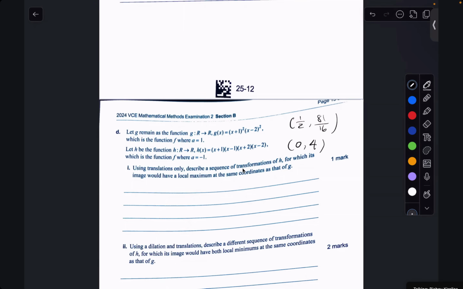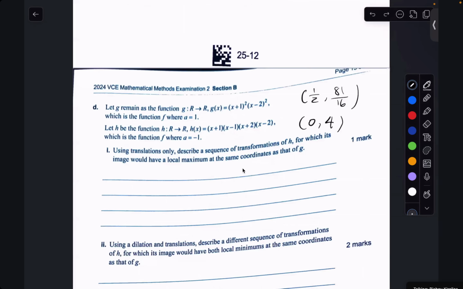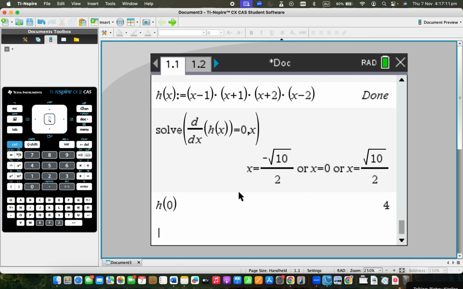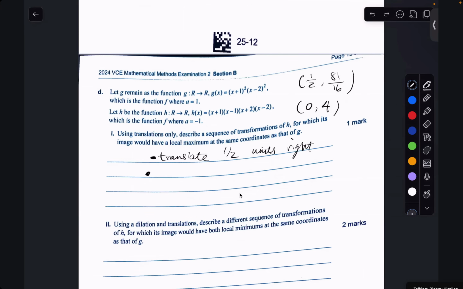Now we want to change the 0, 4 to 1/2, 81 on 16. We just need to translate both. So translate 1/2 unit right, and then for this one it's going to be translate 81 on 16 minus 4. So what's that? It's 17 on 16. So translate 17 on 16 units up.